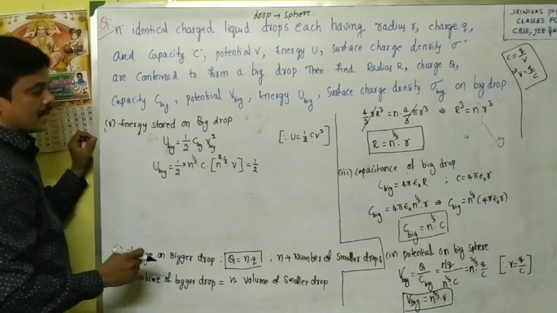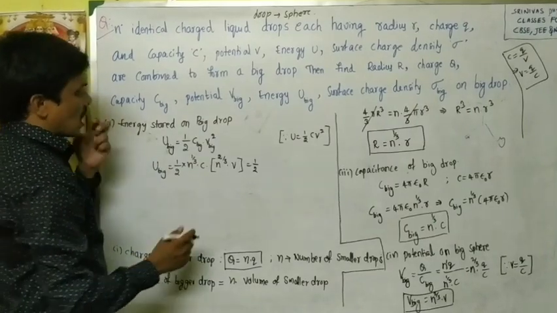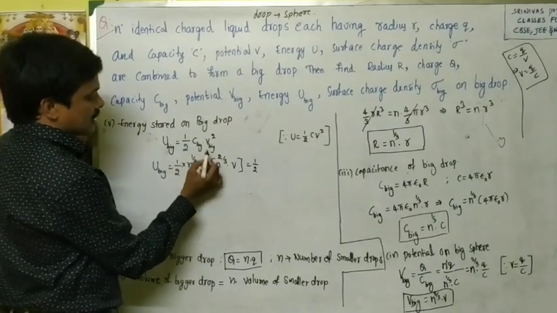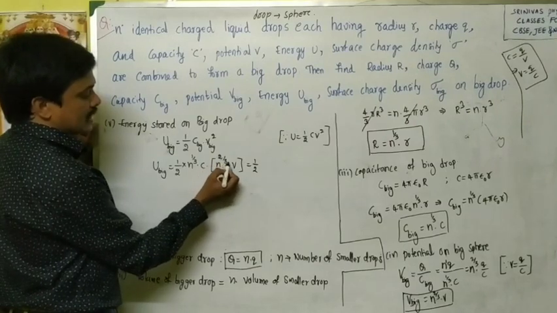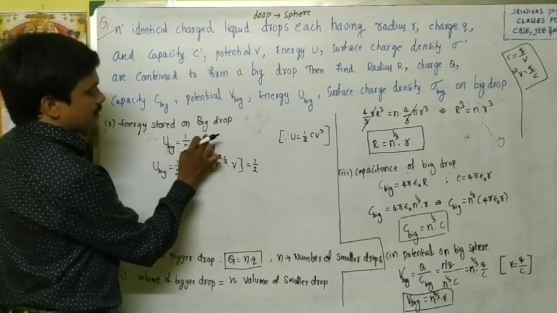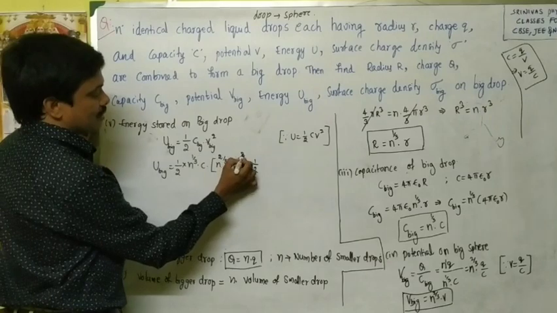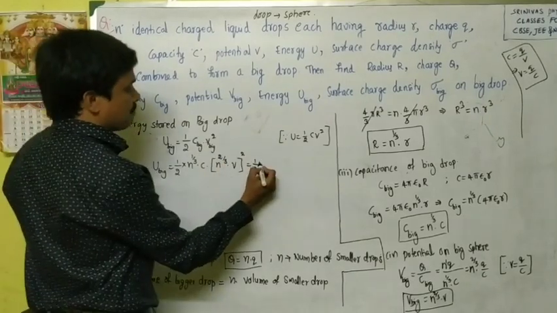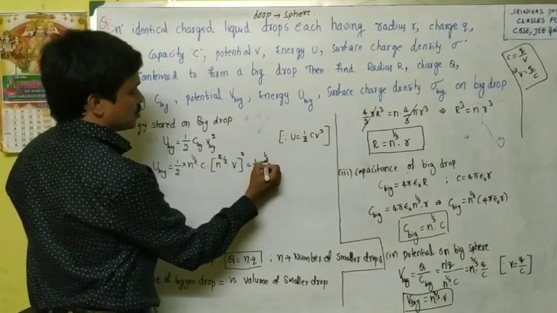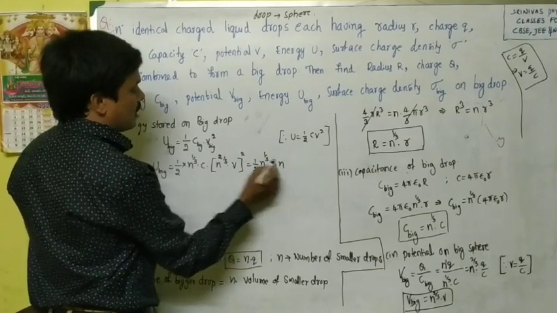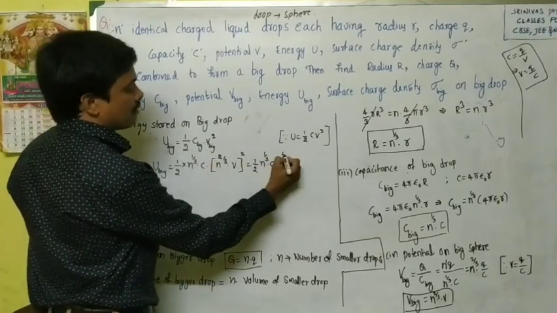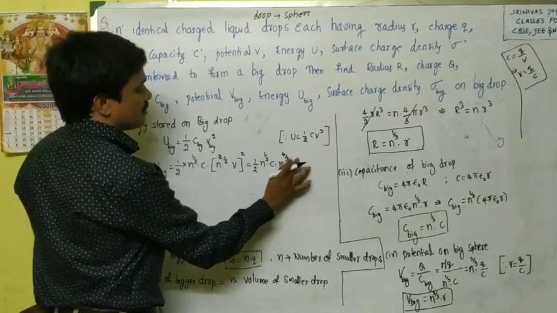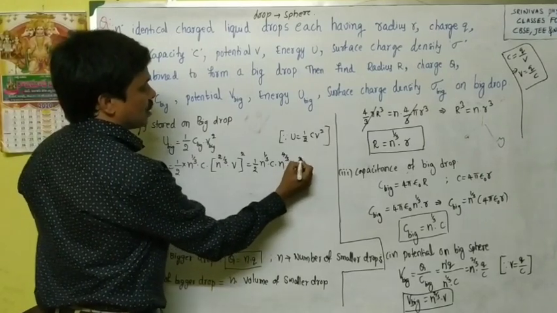This is the potential on the bigger drop, n power 2 by 3 V. But here we substituted V big, and the whole square is there. We are forgetting that one, right? So n power 1 by 3 into C into n power 2 by 3 whole square, that is n power 4 by 3 into C V. What will you get? V square we will get.